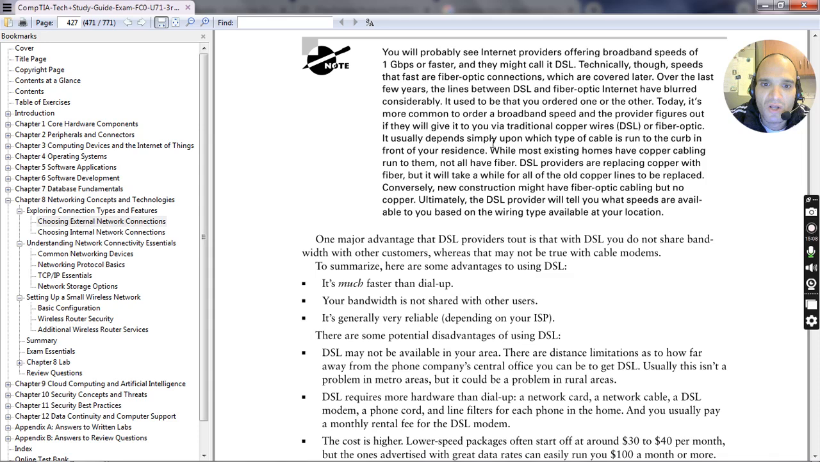It usually depends simply upon which type of cable is run to the curb in front of your residence. While most existing homes have copper wiring run to them, not all have fiber. DSL providers are replacing copper with fiber, but it will take a while for all of the old copper lines.